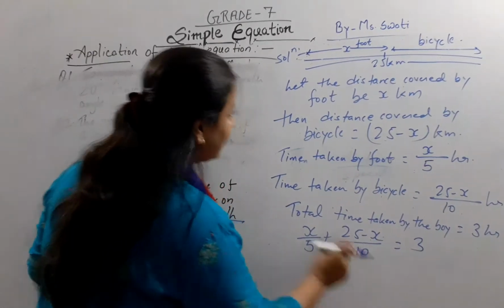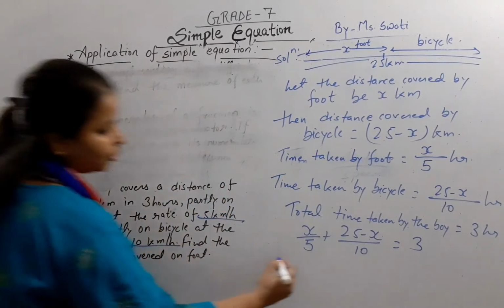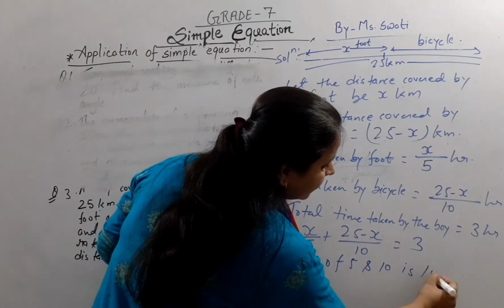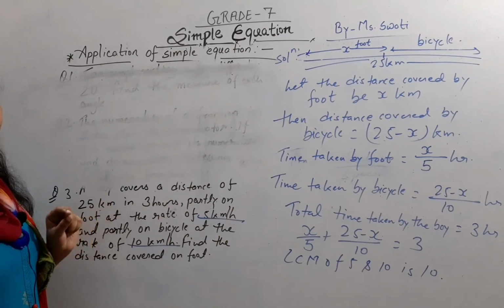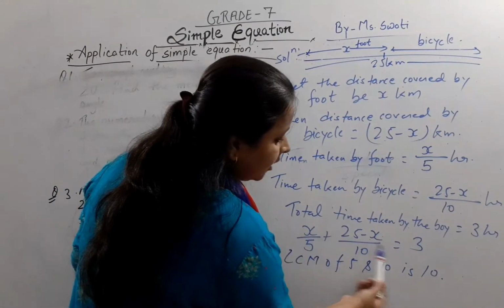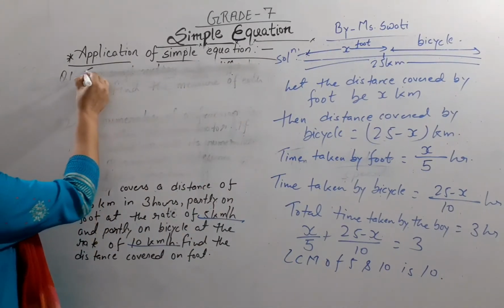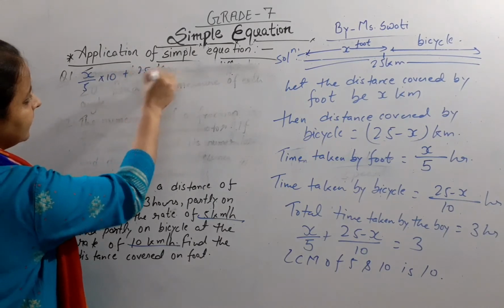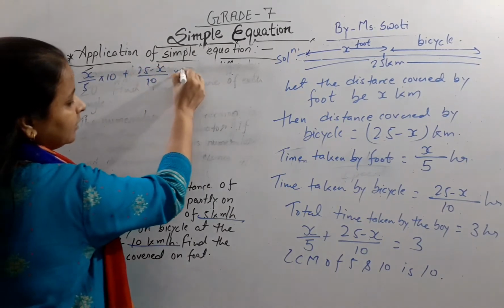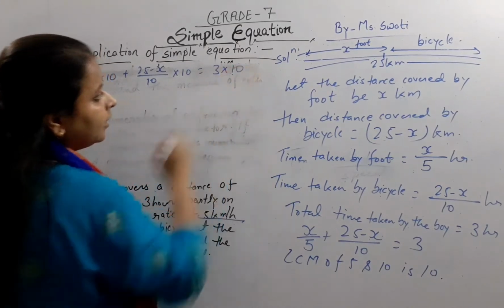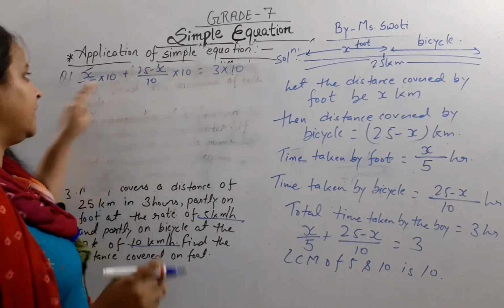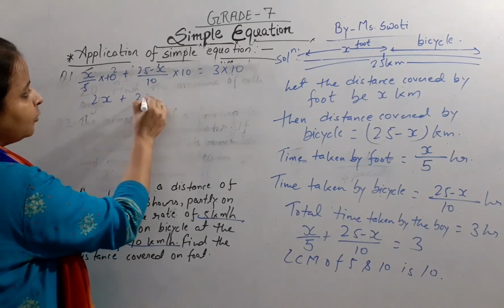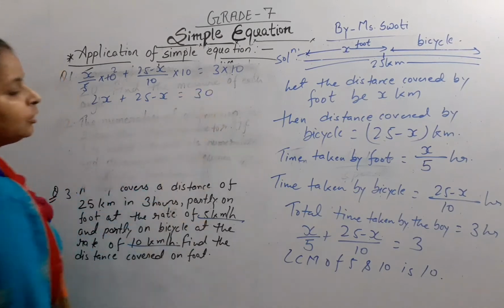First we take the LCM of 5 and 10. So the LCM of 5 and 10 is 10. Now what do we do? We multiply the terms with 10. So it becomes x by 5 into 10 plus 25 minus x by 10 into 10 is equal to 3 into 10. We multiply all the terms with 10. So it becomes 2x plus, 10 and 10 cancel out, 25 minus x is equal to 30.